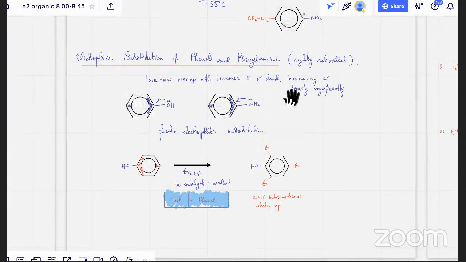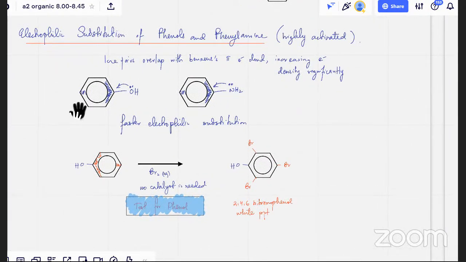So the lone pair on the oxygen overlaps with benzene's pi-electron cloud, and the electron density increases on the positions 2, 4, and 6. And in amines as well, phenylamine, the same thing happens. The lone pair mixes with benzene's electron cloud, and the electron density is very high on the 2, 4, 6 positions. So in this case, bromine doesn't need any catalyst. The electron density is so high that the electrophile gets attracted to it very strongly. So you should remember all of this.